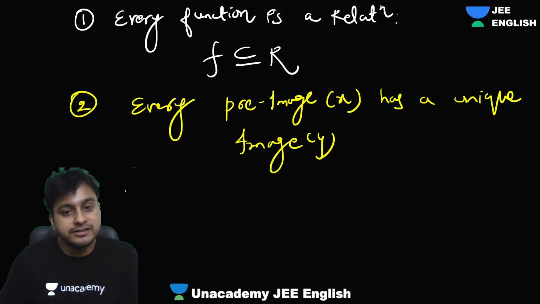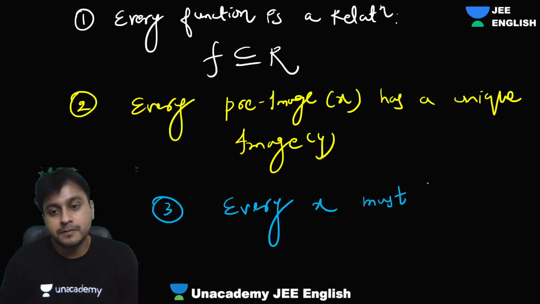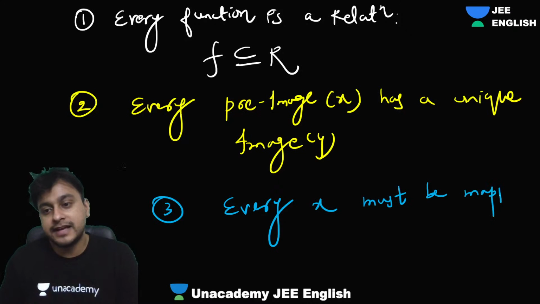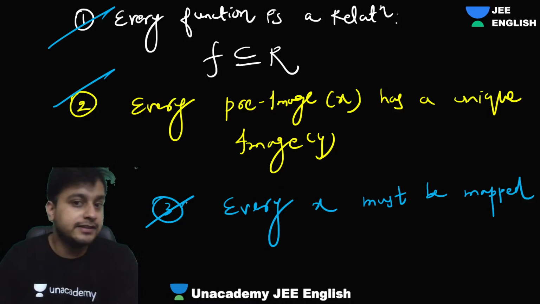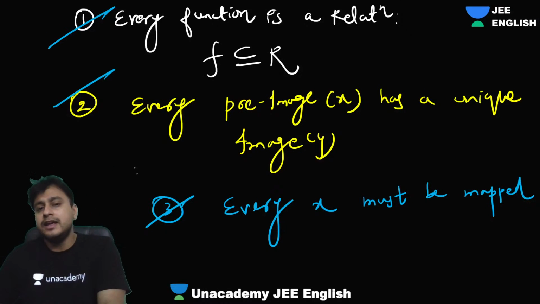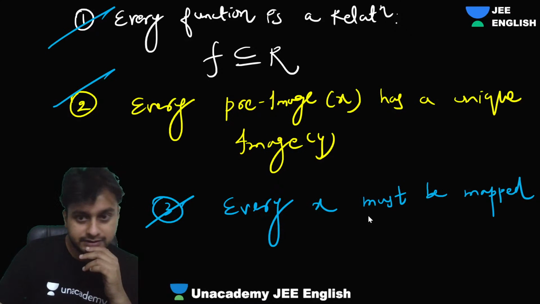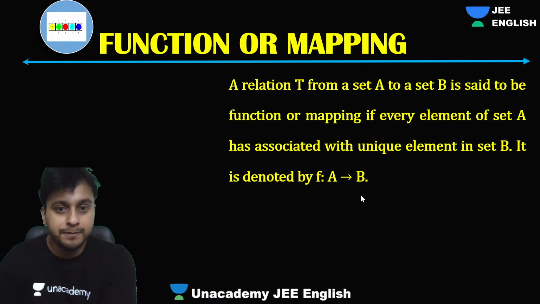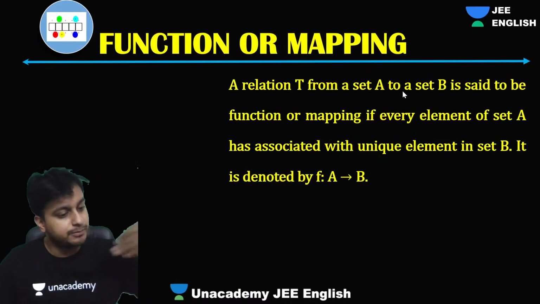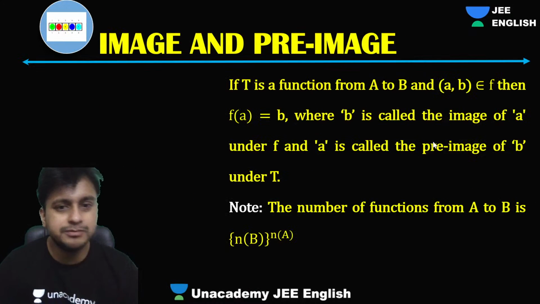The third point, which is very, very important also, guys, is that every x or pre-image must be mapped. So guys, I had told you these three points clearly in my classes, in the revision sessions, in the lectures which we had done. Everything was completed, and I had told you to remember these three keys. So every x is associated with a unique y. That is called a function, or mapping also. Correct, guys. Next, image and pre-image.